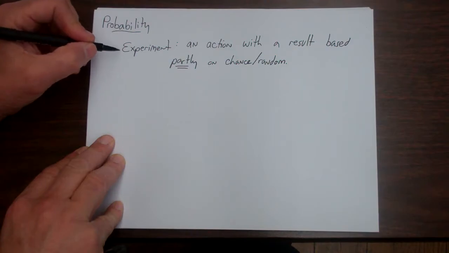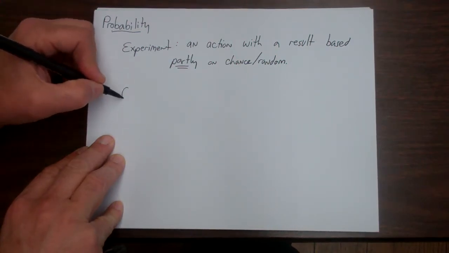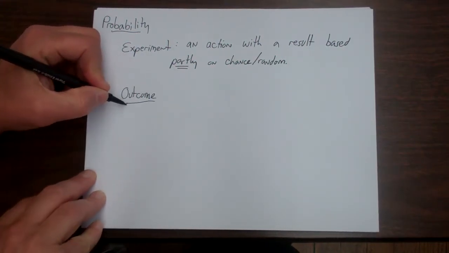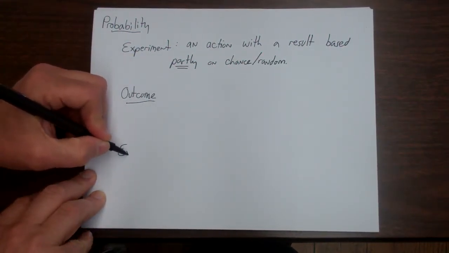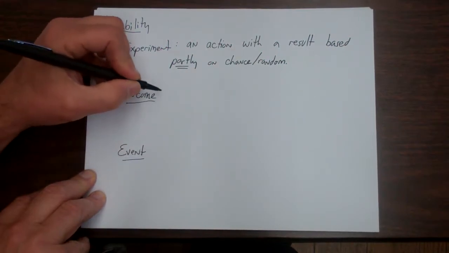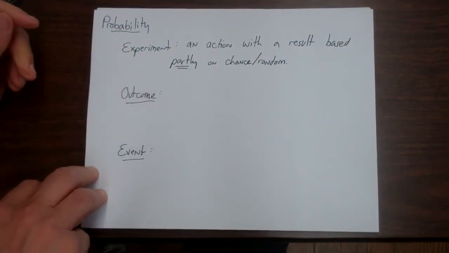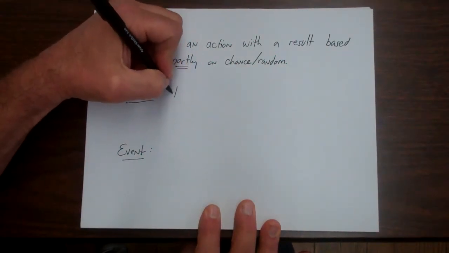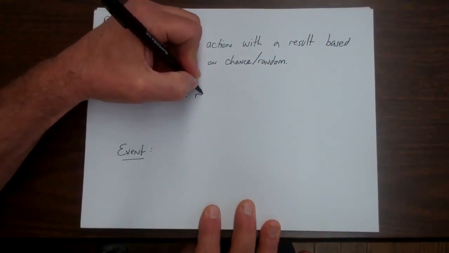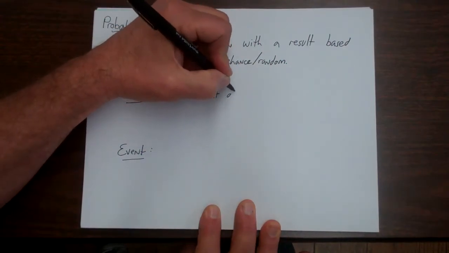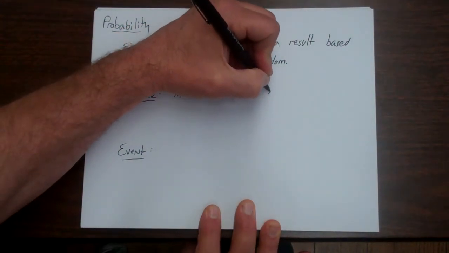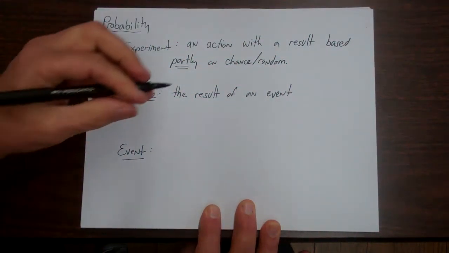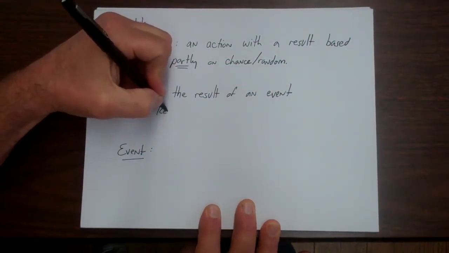Now, a big part of the idea of probability is we differentiate between what we call an outcome and an event. And this is, in some sense, an artificial distinction that makes the math much, much easier. So we say an outcome is the result of an event. But it's a special kind of result. It's a result that is irreducible.